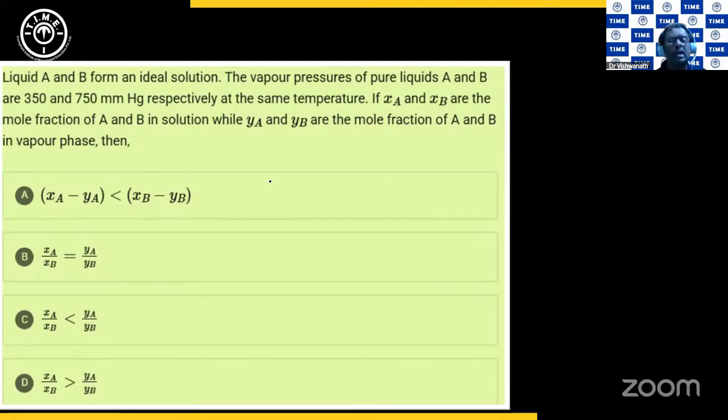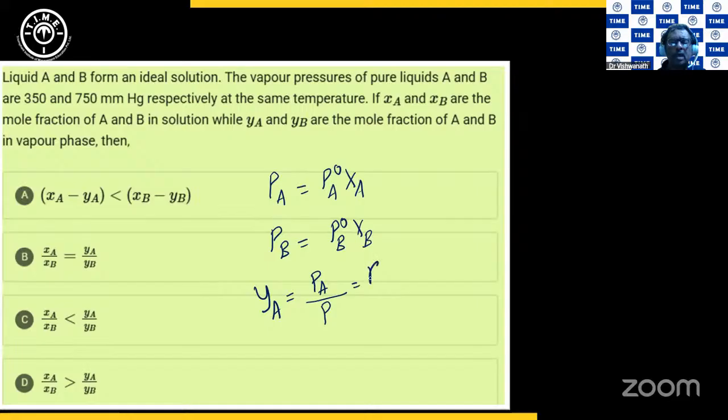Now, can we write PA as equal to PA naught into XA. Similarly, PB is PB naught into XB, correct? But what is YA? That is the mole fraction in the vapor phase, which is PA by P. That is the partial pressure of this, we can write as PA naught into XA divided by P. Similarly, I'll write YB equals PB naught into XB divided by P.